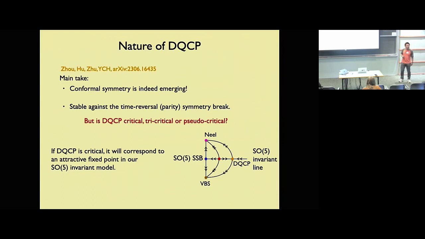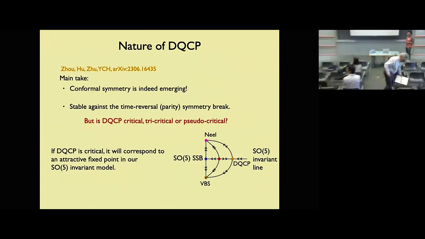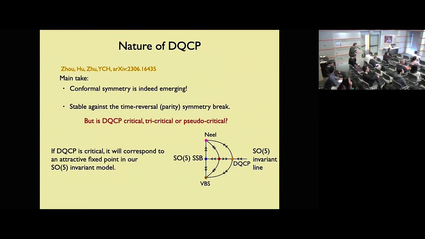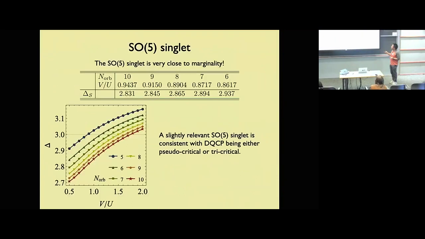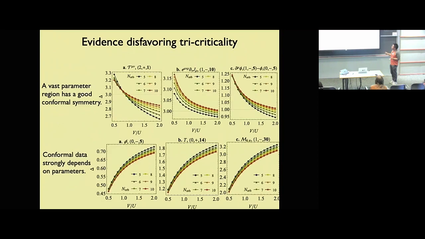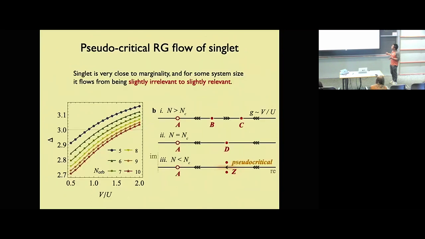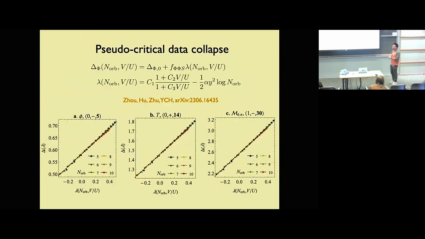Can you say what you would expect to see in your data if there was a weak first-order transition? Here, by pseudo-critical, I mean it's weakly first order, and a number of pieces of evidence, such as a vast region of conformal symmetry, the RG flow of the singlet, as well as this data collapse, are all in favor of this weakly first-order phase transition. But I think more conclusive evidence will be to find that complex fixed point directly.